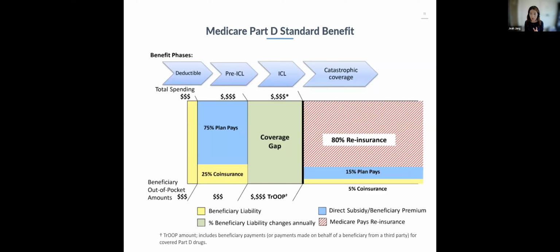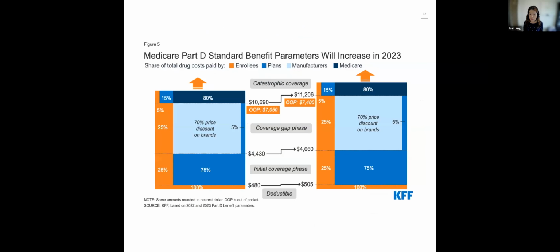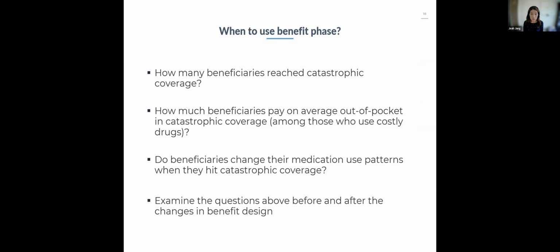Now, I know that because of this Inflation Reduction Act, IRA, which passed last year, we will have an out-of-pocket spending limit here. There will be another change in the coming years. But currently it's 5% co-insurance. Yes, so does the benefit phase reset every January 1st? Yes. Okay, so that's about our benefit phase.